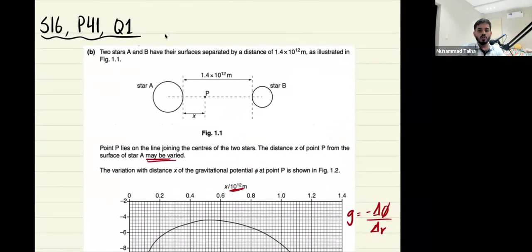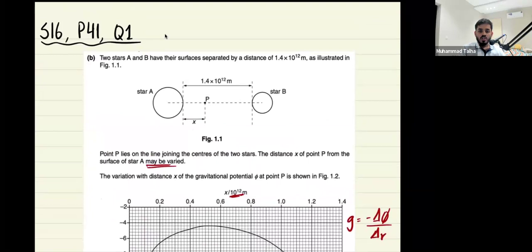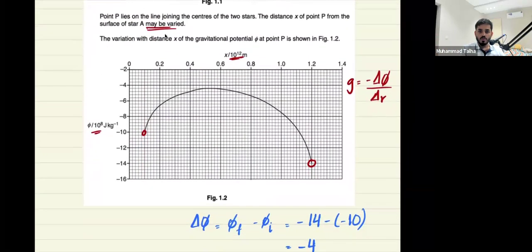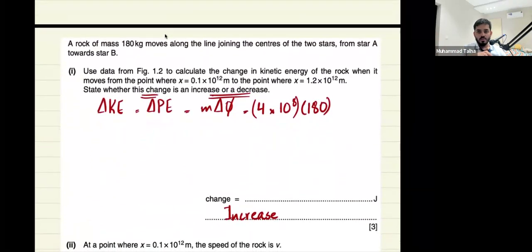No, you don't assume anything for null points. It's just how it is. For this to be a null point, the resultant gravitational field strength must be zero, right? So the gravitational fields of both the bodies must cancel out. That's the idea here. Because the gravitational potential gets more negative, the gravitational potential is decreasing, so the kinetic energy must increase.